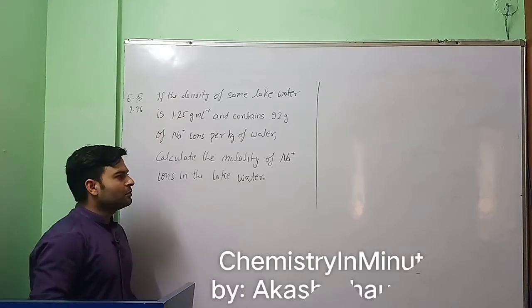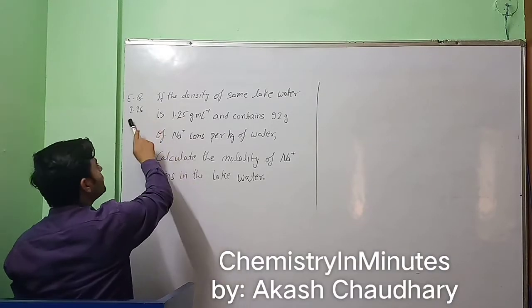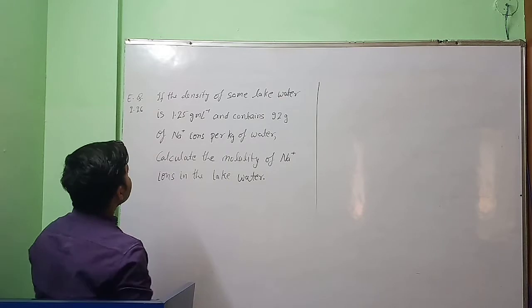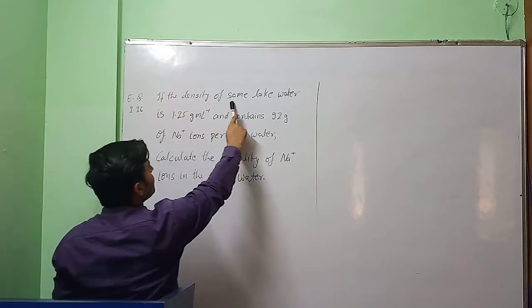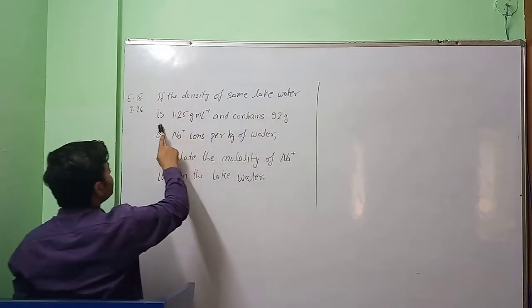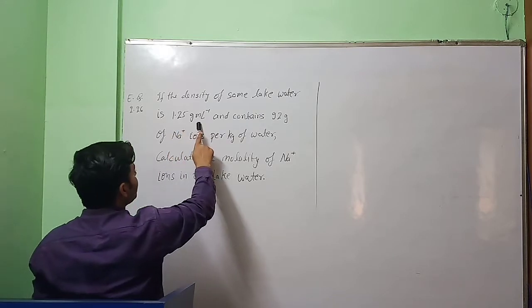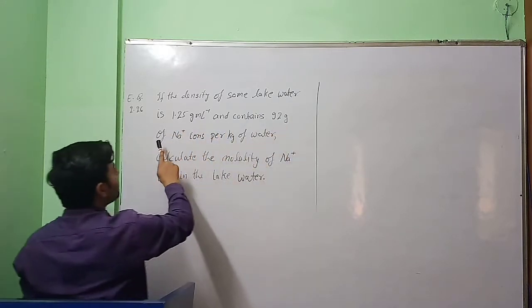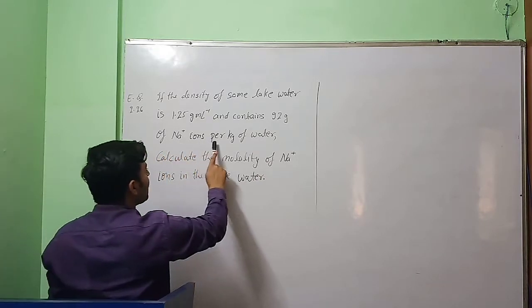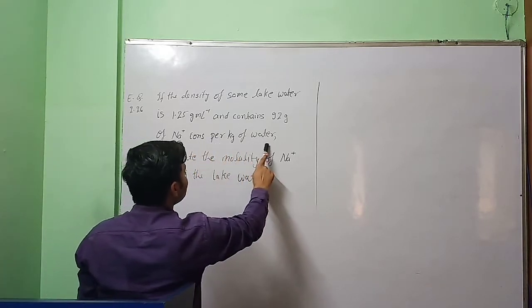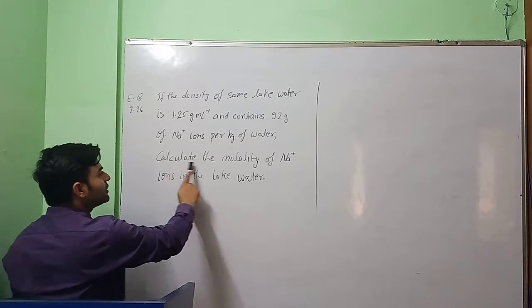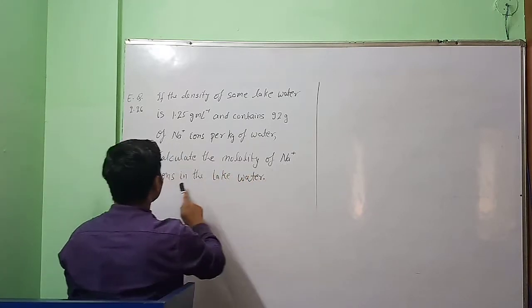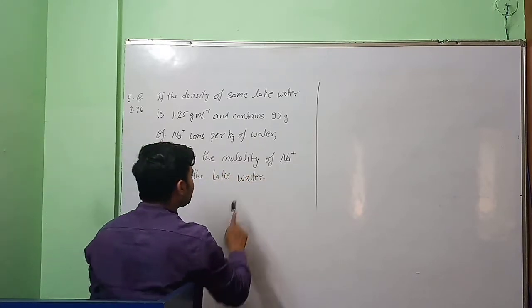The question we have on the board is exercise question 2.26, which is: if the density of some lake water is 1.25 gram per ml and contains 92 gram of sodium positive ions per kg of water, calculate the molality of sodium positive ions in the lake water.